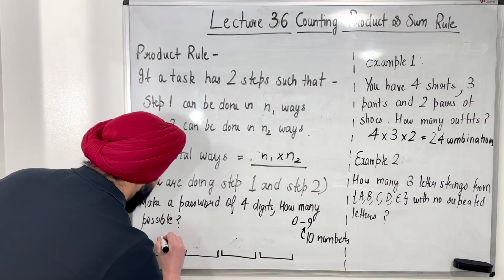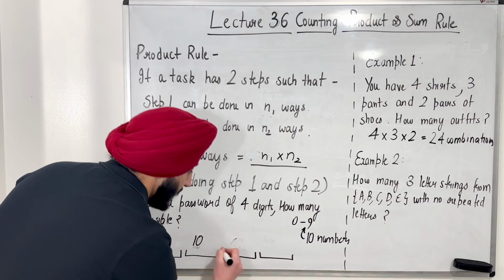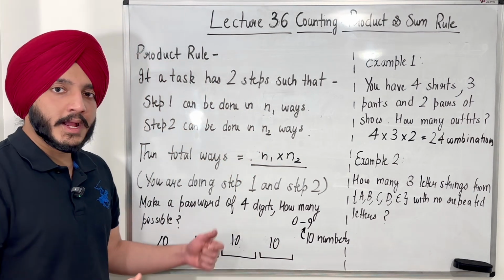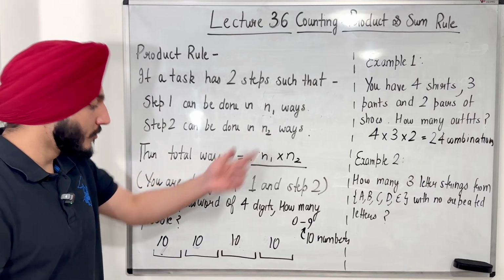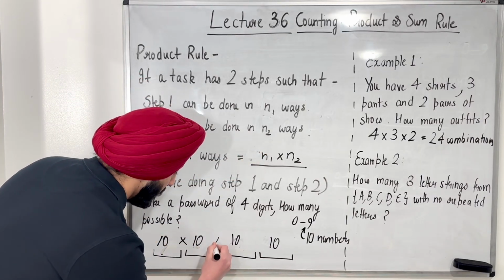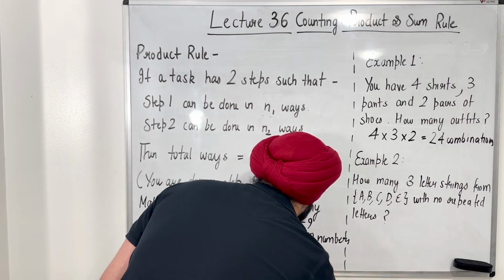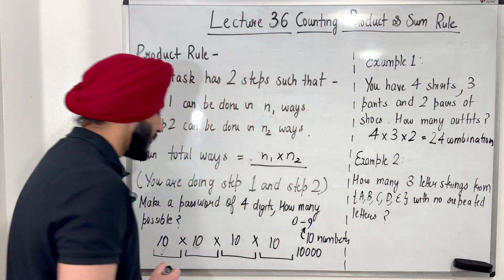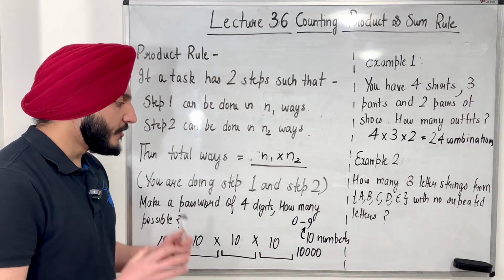I can say 10 possibilities for the first place, 10 for the second, 10 for the third, and 10 for the fourth. How do I find the total number of possibilities? Simply, if you relate it to this rule, it would be 10 multiplied by 10, multiplied by 10, and multiplied by 10, which gives you 10,000 possibilities. Okay, so I hope this is making sense.